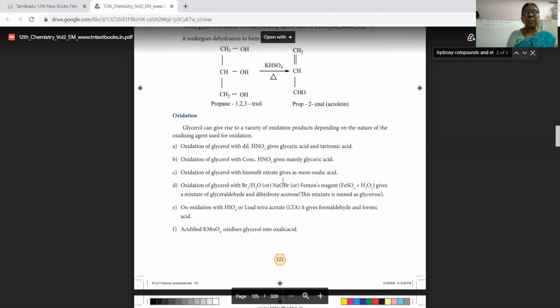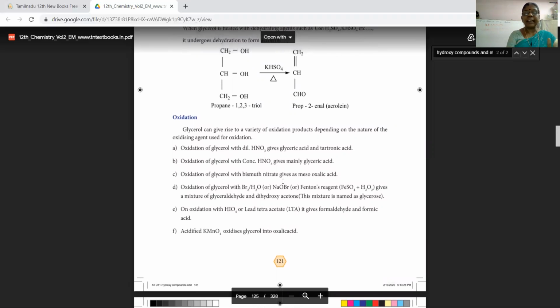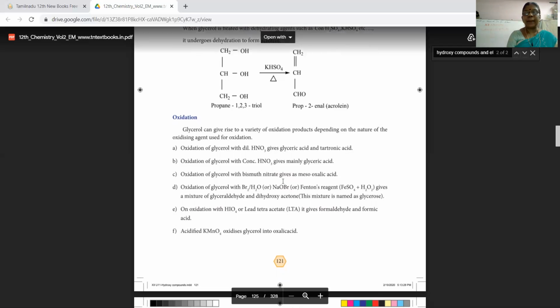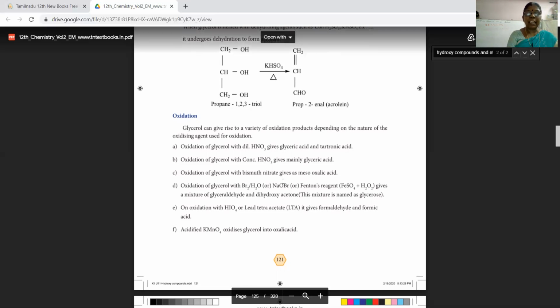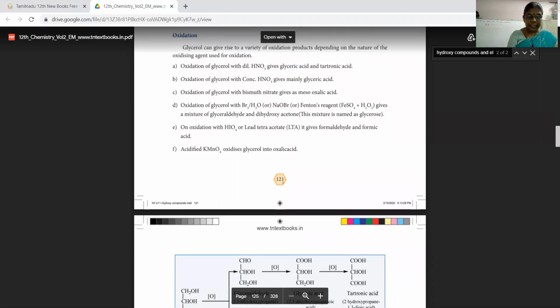Oxidation of glycerol with bromine water or NaOBr or Fenton's reagent, that is nothing but ferrous sulfate and hydrogen peroxide, gives a mixture of glyceraldehyde and dihydroxyacetone. This mixture is called glycerose. On oxidation with periodic acid, that is HIO4, or lead tetraacetate, LTA, it gives formaldehyde as well as formic acid. And acidified KMnO4 oxidizes the glycerol into oxalic acid.